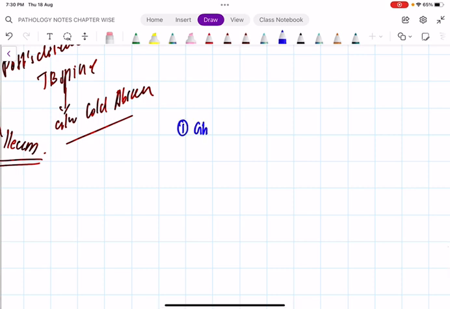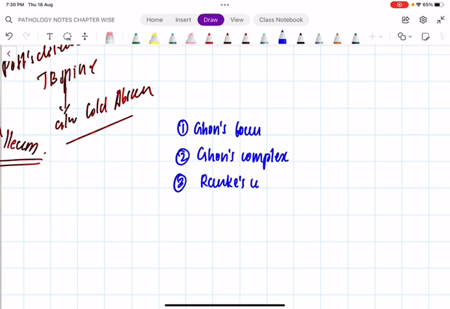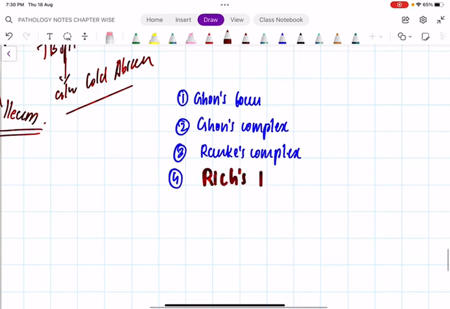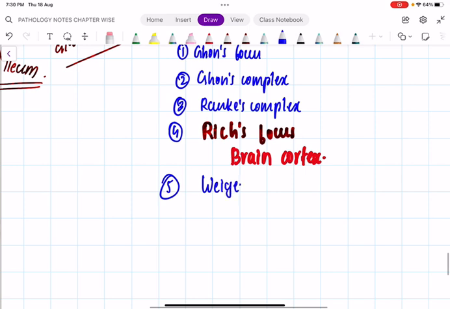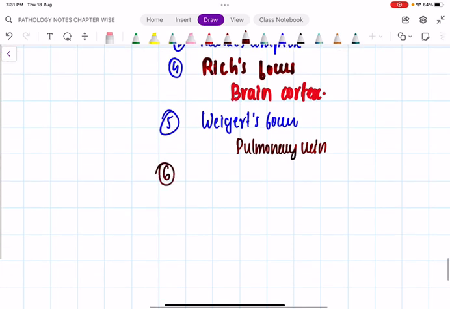First one, I told you what is Ghon's focus. Second, I have told you what is Ghon's complex. Third, I have told you what is Ranke's complex. Fourth one I am going to mention is Rich's focus. Rich's focus means the tuberculous granuloma which is seen in the brain cortex. Then fifth one, Weigert's focus. It is mainly seen in the pulmonary vein. Then sixth one, Simon's focus. You will see Simon's focus in the liver.